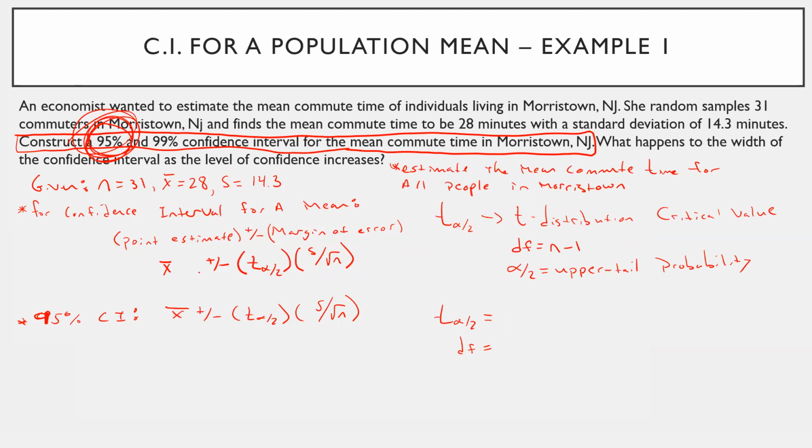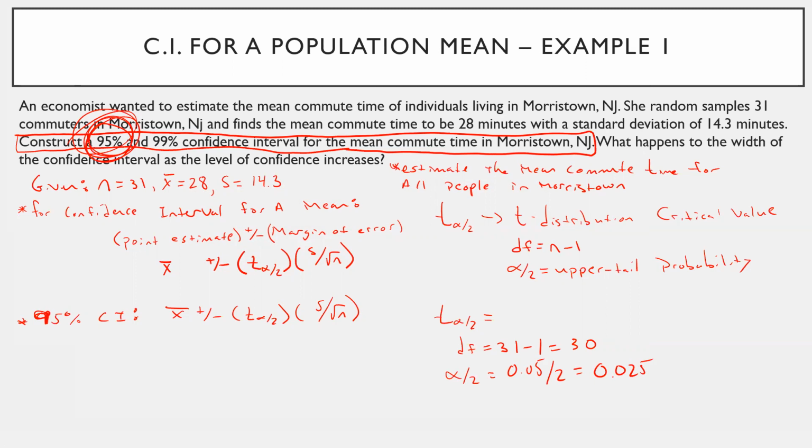Okay, so for this problem, what is the degrees of freedom here? It would be what minus what? 30. Yep, it'd be 31 minus 1, which gets you 30. Now you need to find this upper tail probability. So I called alpha, the way I talked about it, how often you're willing to be wrong. So if you want to be 95% confident, how often are you going to be wrong? 5%. Yep. So alpha then would be 0.05, divided by 2, which would be 0.025.